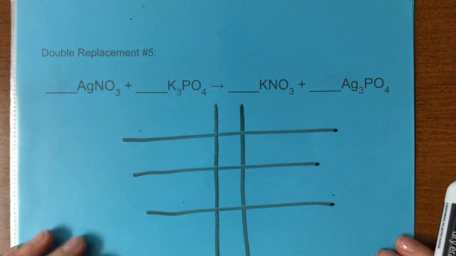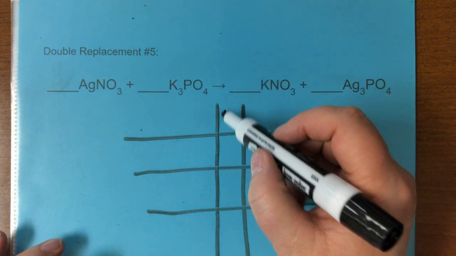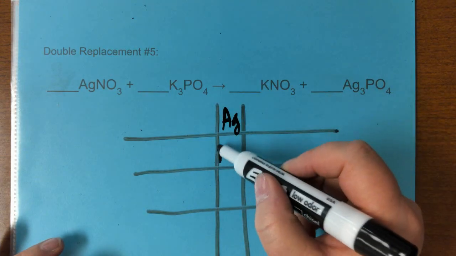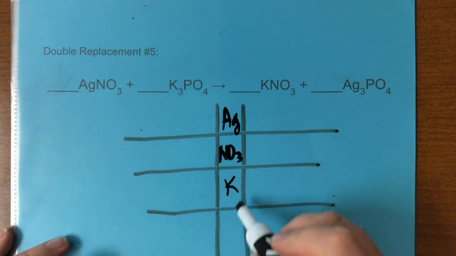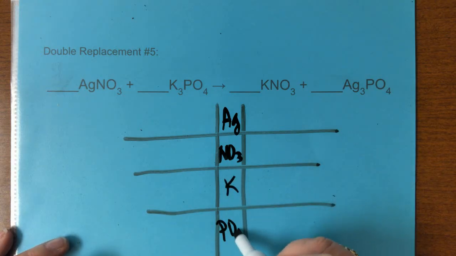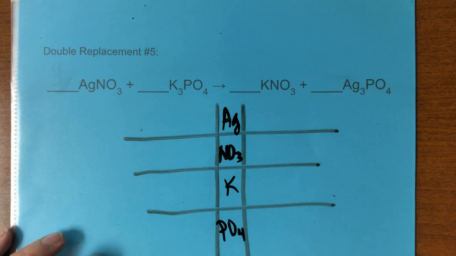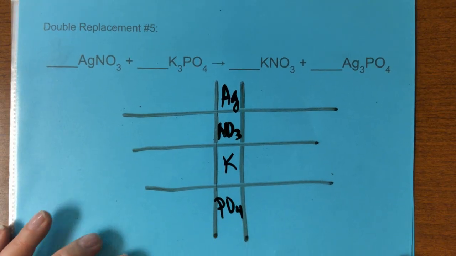All right, I've got 2 polyatomics here. Silver is attached to nitrate, so I'm going to keep NO3 together. I've got potassium, but I've also got phosphate, PO4. So I'm going to keep that together as well.